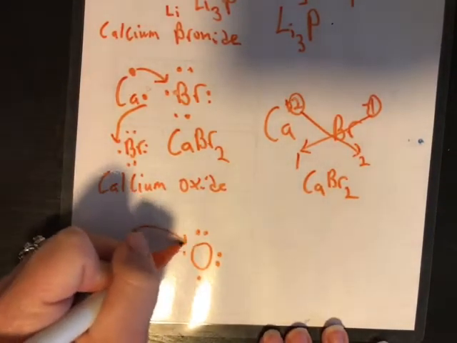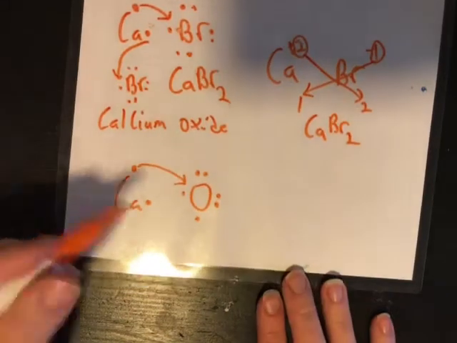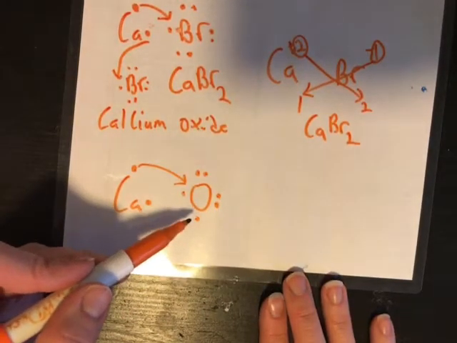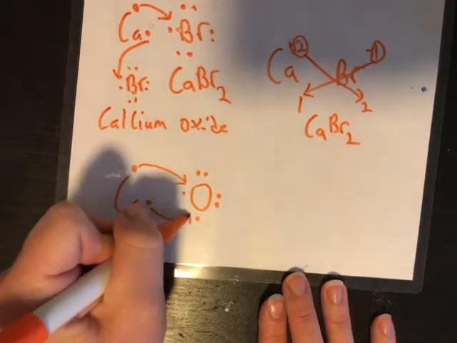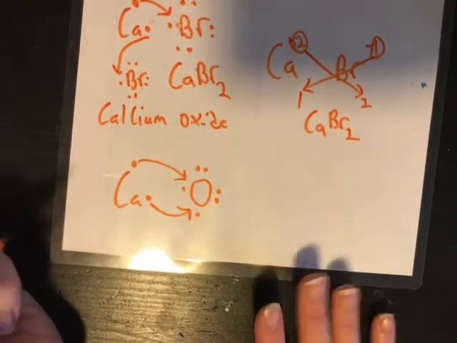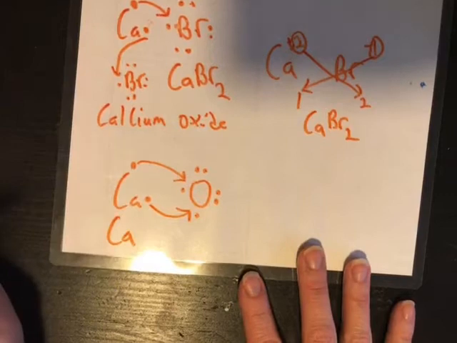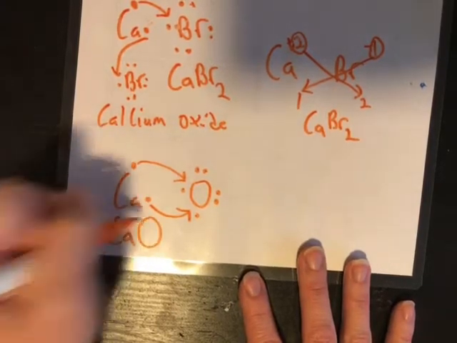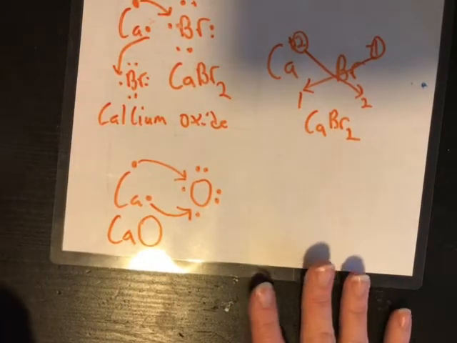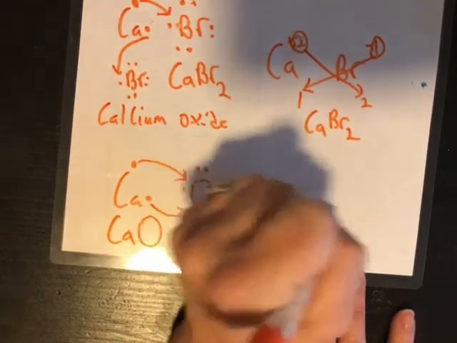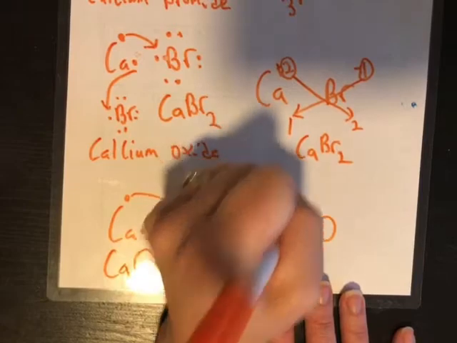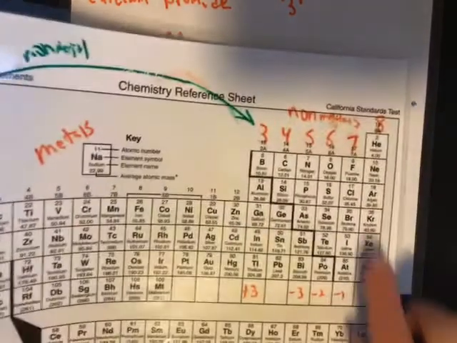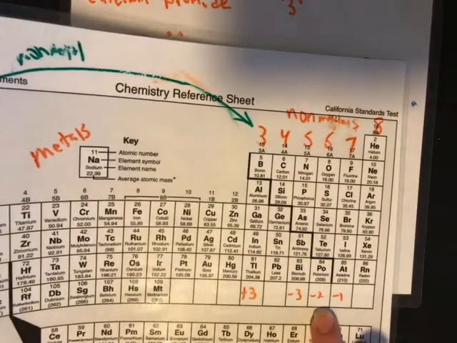All right, calcium transferred. Oxygen's not full yet. It still wants 1 more electron, but guess what? Calcium still wants to get rid of an electron. So when we do it the drawing way, we can see that we used 1 calcium and 1 oxygen, CaO. When we do the charges, just like up here, we said calcium was a +2. Oxygen is a -2.